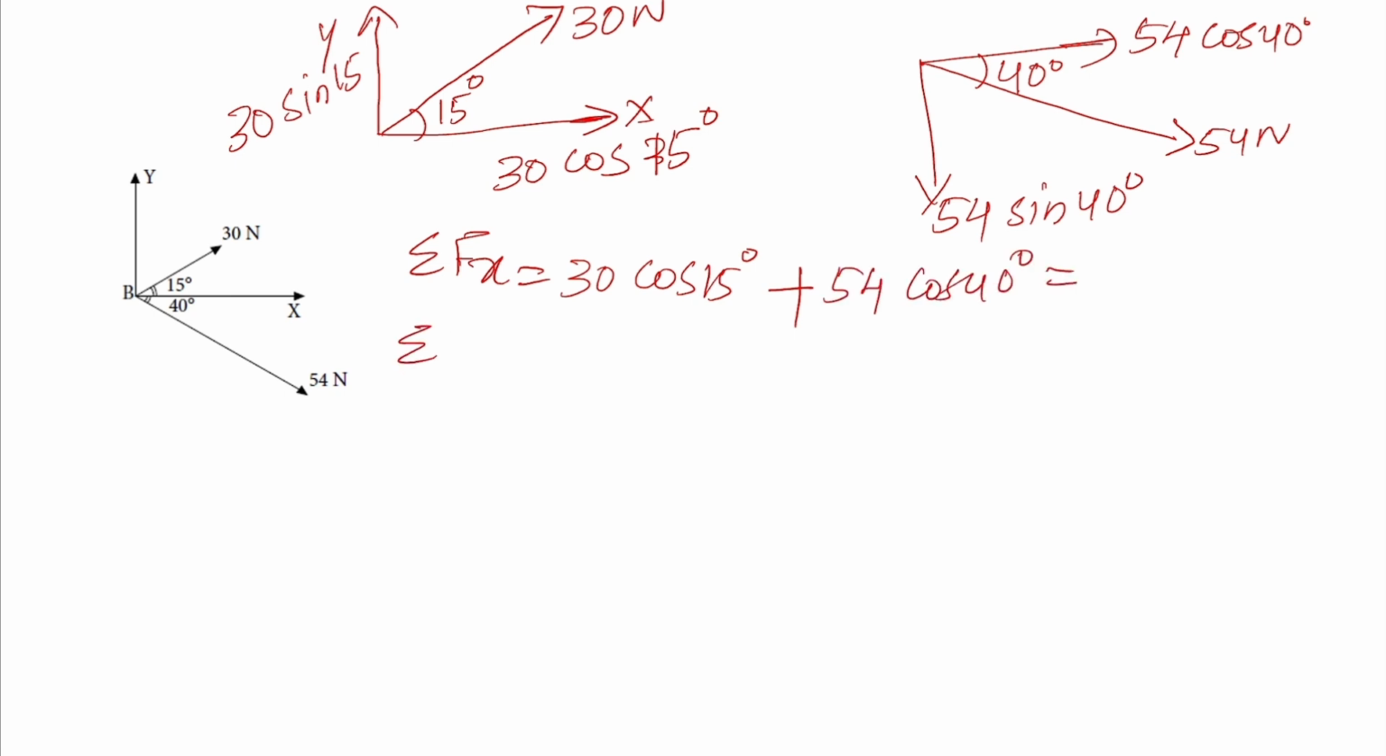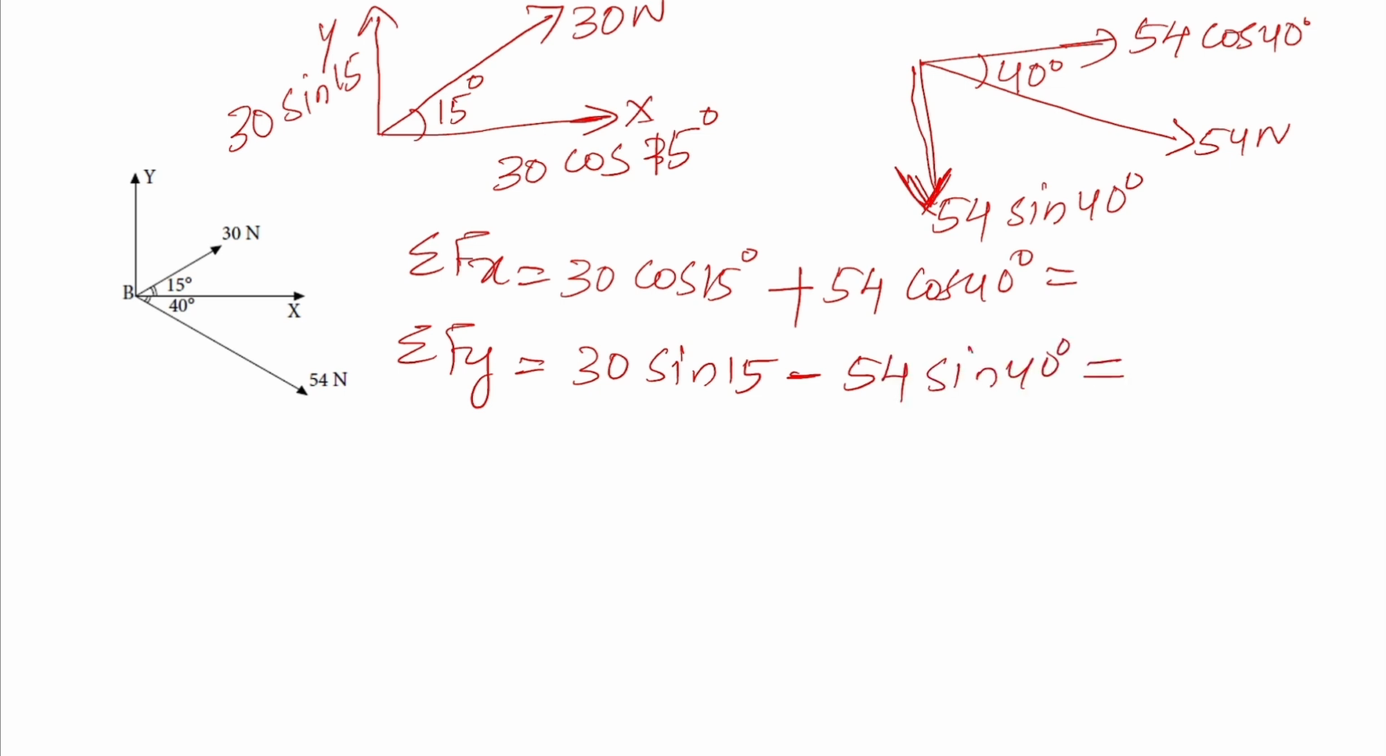Okay, similarly sigma Fy. For 30 Newton it is 30 sin 15, along the positive y direction, so it is positive. For 54 Newton, how is the direction? The 54 sin 40 is in the downward direction, along the negative y direction, so it is negative 54 sin 40. You should be careful about the direction and sign. Okay, so sigma Fx is equal to 70.34 and sigma Fy is minus 26.95. So we got sigma Fx and sigma Fy.